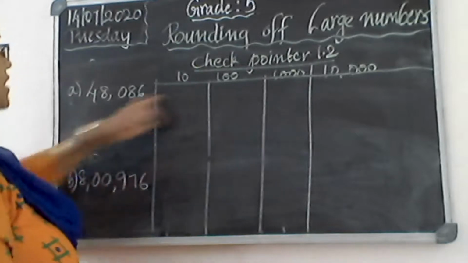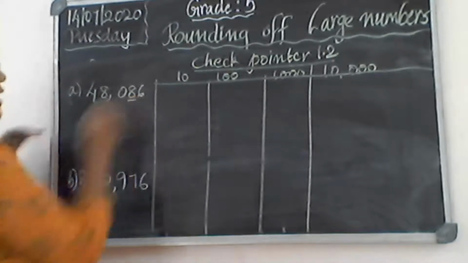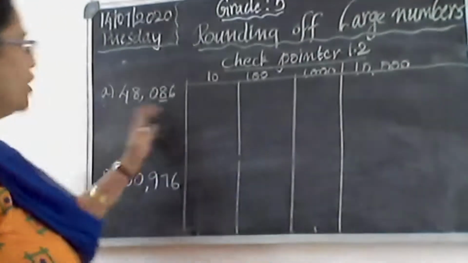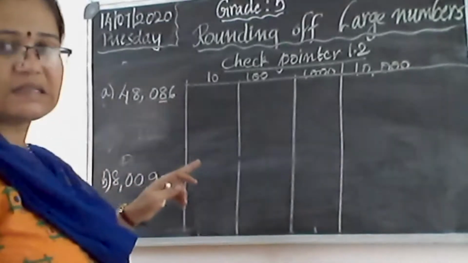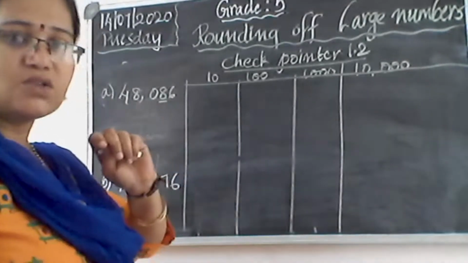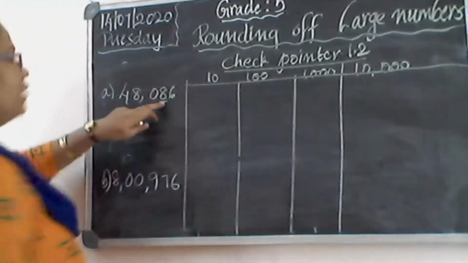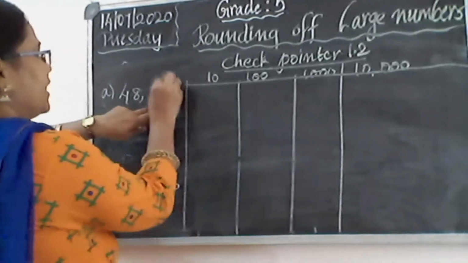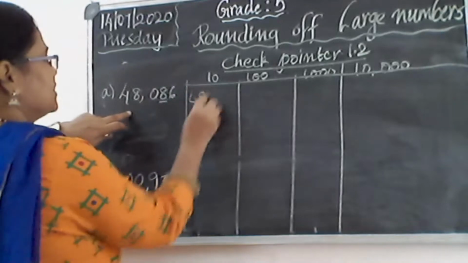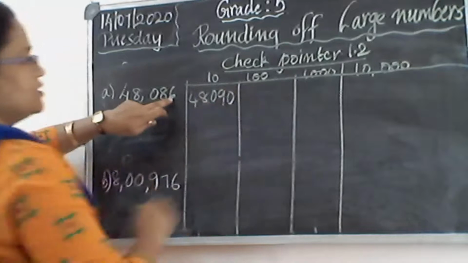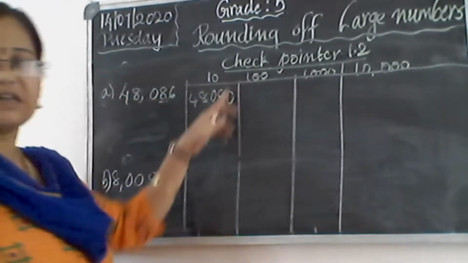Now with the nearest 10, you have to just put a dash on the 10. When you put a dash on the 10, you have to look in front of it. It is 6. It is more than 5. So what will we do? We will increase the number. Instead of 8, what will we write? We will write 9. The remaining digits are the same. Instead of 8 it will be 9, and you have to write 0 over here. Understood children? This is nearest 10.